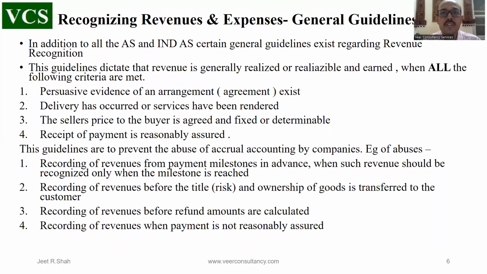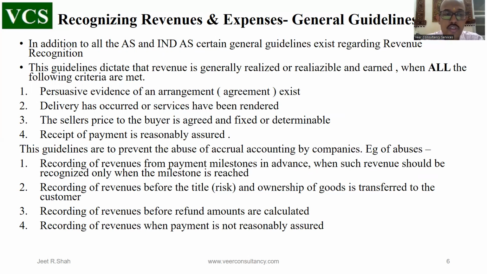So, for recognizing revenues and expenses, there are certain guidelines. In addition to all the AS and Ind AS, there are certain general guidelines regarding revenue recognition. These guidelines dictate that revenue is generally realized or realizable and earned when all the following criteria are met. So these four criteria are over and above the AS and Ind AS. No doubt they also cover this, but these four criteria are required. Number one, there has to be persuasive evidence of an arrangement or agreement. The document that can show this may be a purchase order or a sales order, mostly a purchase order. Number two, the delivery has occurred or service has been rendered.